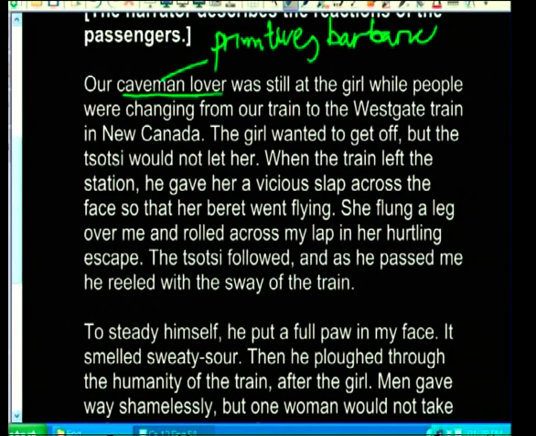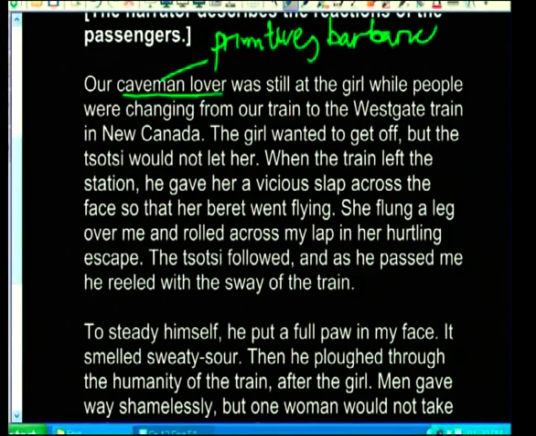Someone very backward from the olden days. A person who's very aggressive and uses force all the time. So that young man, or the tsotsi, is compared to a caveman. So look at the comparison between the two. Is it an effective comparison? Looking at how aggressive he really is as well.